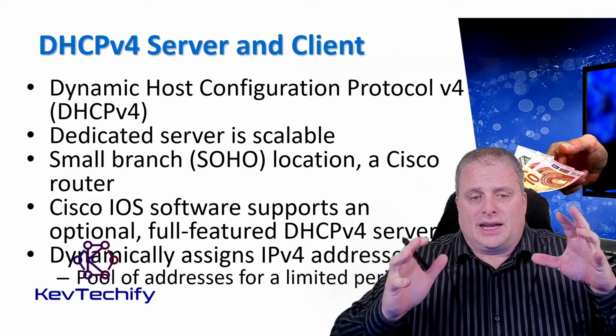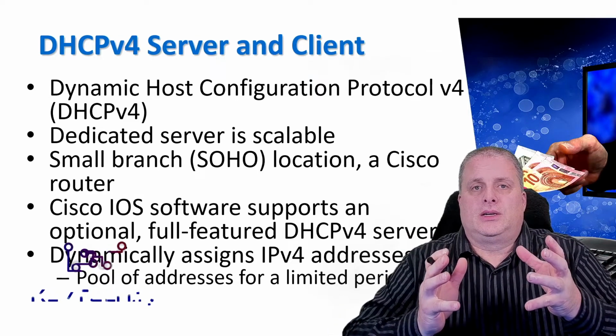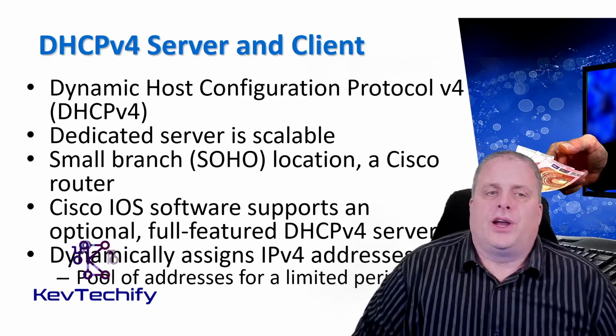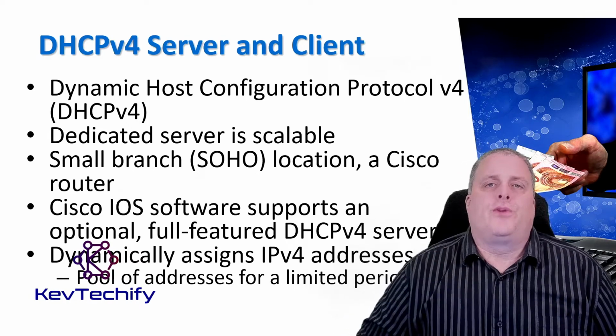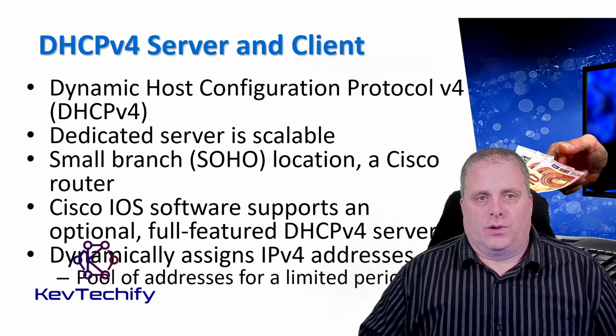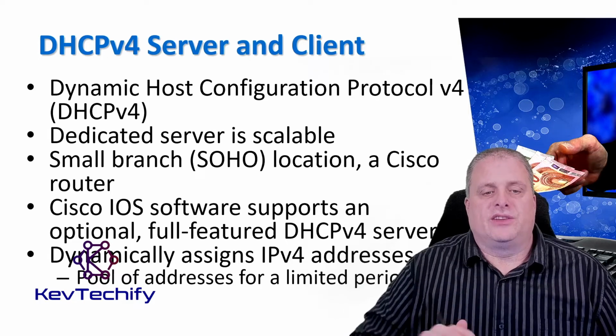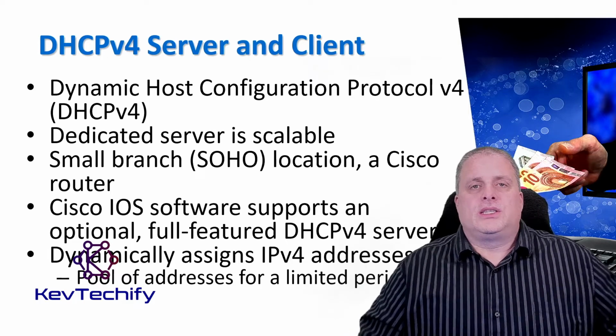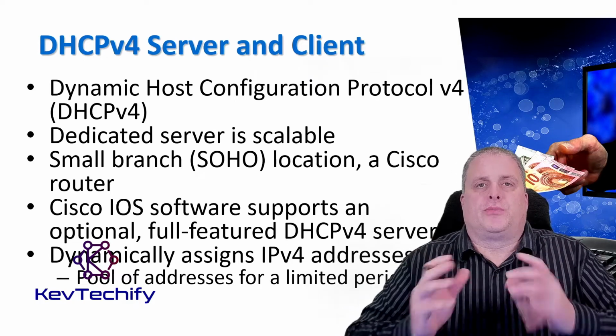And this is the dynamic assigning of these IP version 4 addresses. DHCP version 4 works with IP version 4. That's why we put the version 4 at the end to signify that. What it does is there's a pool of addresses it pulls from.